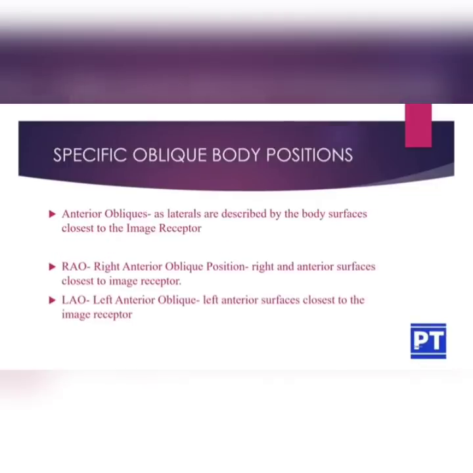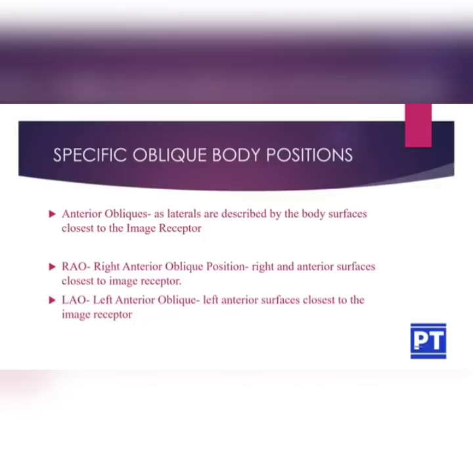So, specific oblique body positions. Anterior oblique, as lateral, are described by the body surfaces closest to the image receptor. In the case of lateral, when we discussed right lateral and left lateral, it was clear that the side in contact with the image receptor will be termed as the projection's name. Right lateral means the right side is in contact with the image receptor. Left lateral means the left side is in contact with the image receptor.